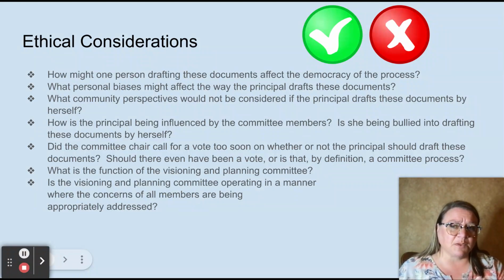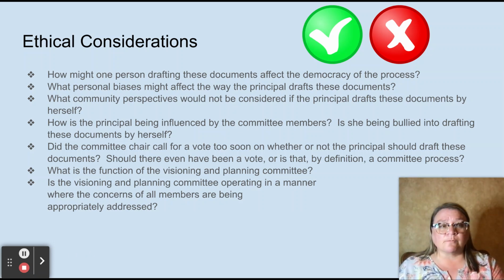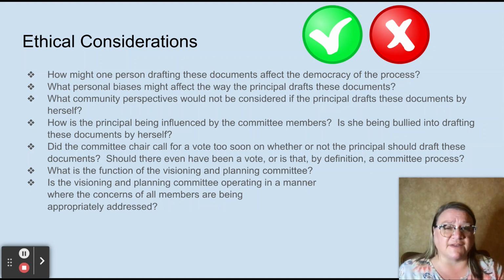Ethically, we need to consider how one person drafting those documents might affect the democracy of the process. So, if the committee is supposed to be acting in a democratic manner, does that affect that process, knowing that one person is going to draft those documents? And what personal biases might she have that might affect the way she drafts those documents? Additionally, what community perspectives would not be considered if the principal drafts the documents by herself? We want to be inclusive of the members of the community.